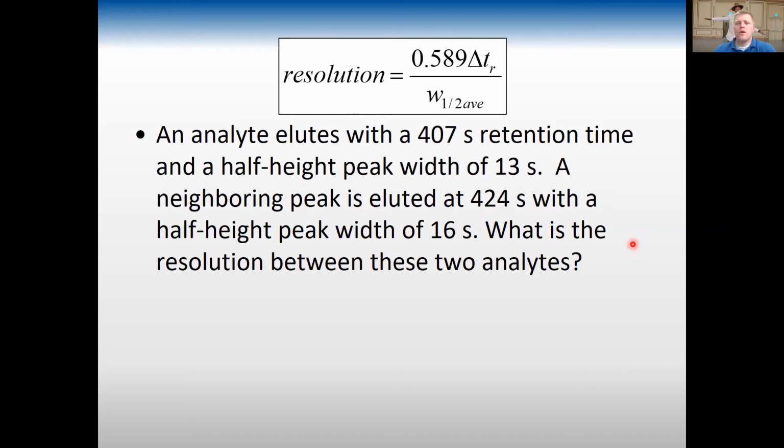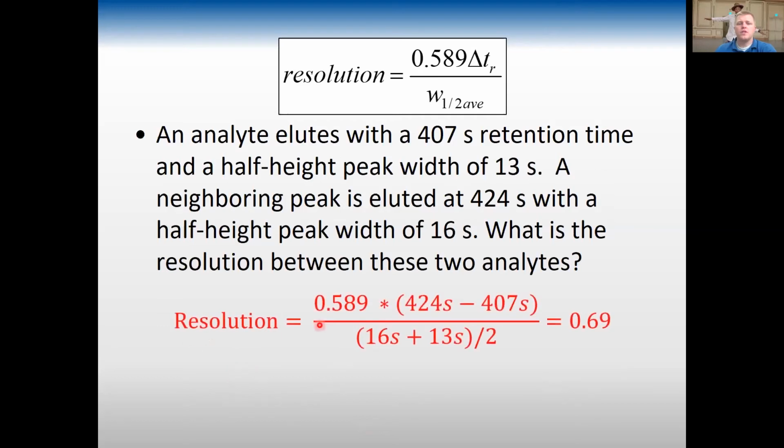Okay, this is how you should be doing it. For your resolution, you just plug in the 0.589, times the difference in retention times, so 424 seconds minus 407 seconds. Then we divide that by the average width at half height, so that's 16 seconds plus 13 seconds, divided by 2. Notice that in this math, you'll have seconds on the top and seconds on the bottom. Those units will cancel out, and so resolution is a unitless value. You should have gotten a resolution of about 0.69 when we take sig figs into consideration.